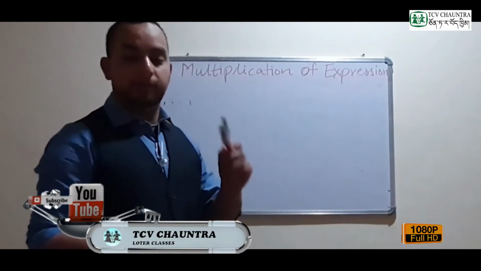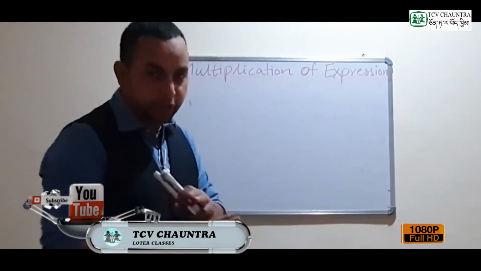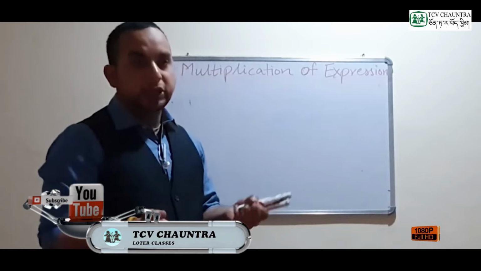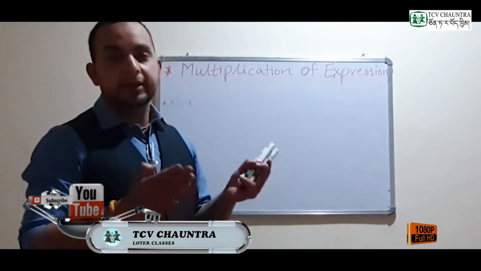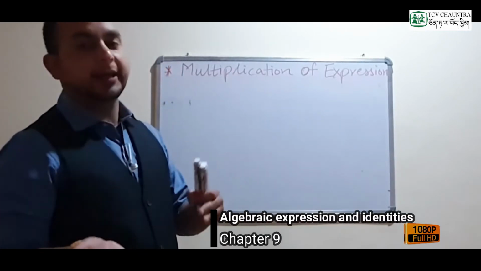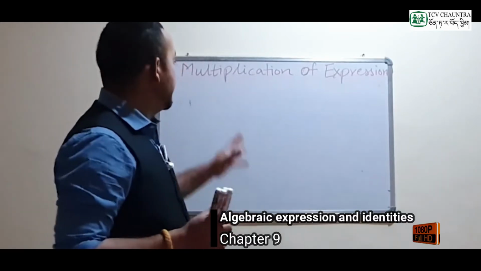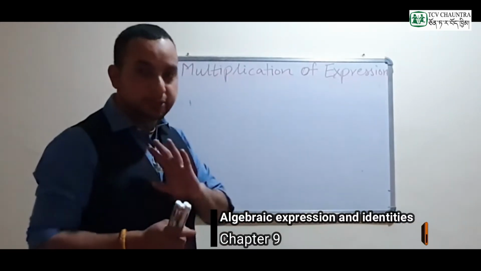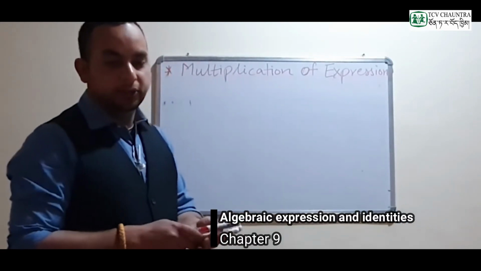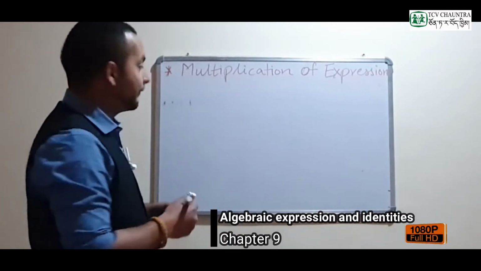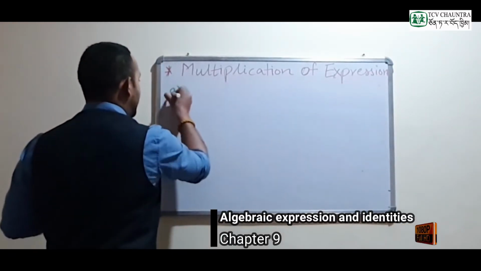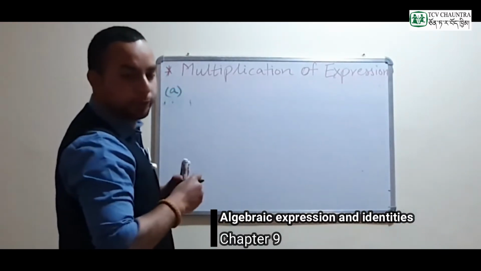So in case of multiply there is no need of like terms. There is a need of like terms only in case of subtraction and addition. But in case of multiplication there is no need of like terms. Now first of all we are going to multiply monomial by monomial.